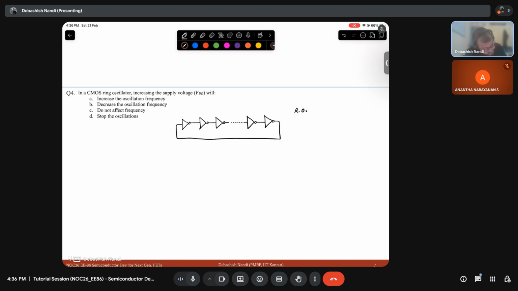So this is 0, 1, 2, ... n minus 2, n minus 1. So n belongs to odd numbers. N cannot be 1, because a single inverter connected back to back saturates to a value of VDD by 2. Do you know that?